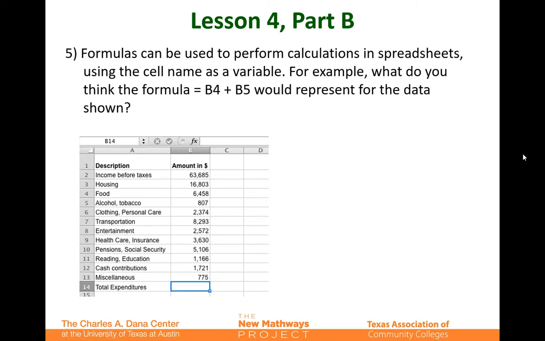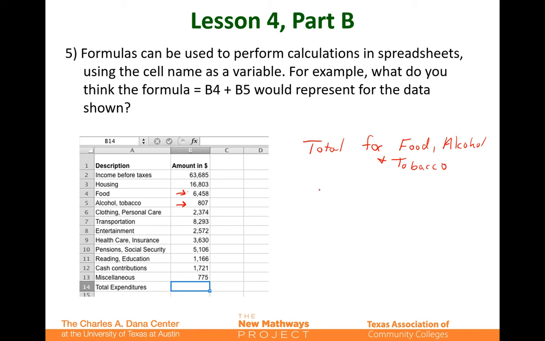Formulas can be used to perform calculations in spreadsheets using the cell names as a variable. For example, what do you think the formula B4 plus B5 would represent for the data shown? Well, B4 is right here, and B5 is right there. That would be the total for food, alcohol, and tobacco.